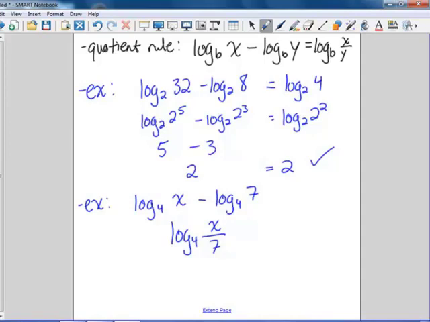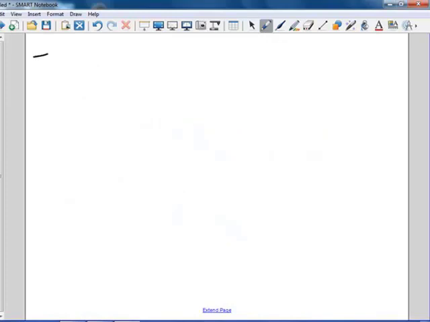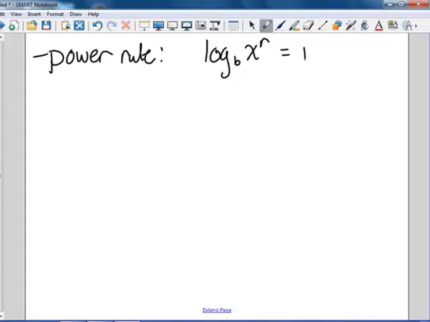Okay, so the last rule is the power rule. Power rule for logarithms. So what this says is that if we have log base b of x to the r power, what we can do is multiply that r out front. So this is the same as r log base b of x. So that exponent of x can get multiplied out to the front.